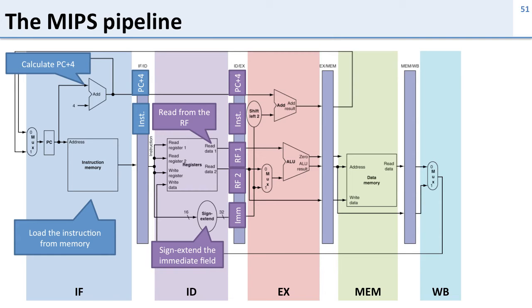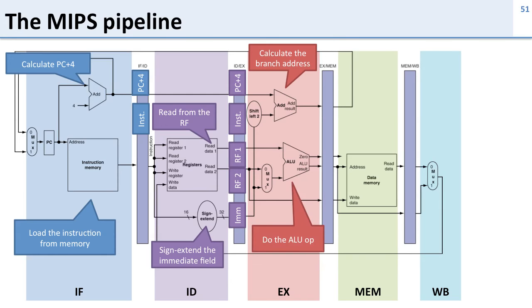because we may need these values in later stages for the instruction. In the execute stage, we calculate the branch address using the PC plus 4 we have from the pipeline register and the immediate field we have from the pipeline register. We do the ALU op, and then we're going to store our results. So we're going to store the same instruction and the same register file 2 that we had in the previous stage, but we're also going to store the new branch address. We no longer need the PC plus 4 because we calculated the branch address in case we're supposed to do a branch. We're also going to store the results of the ALU computation and whether the output was 0.